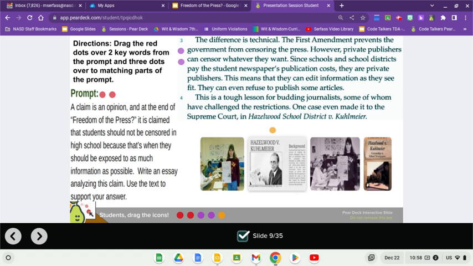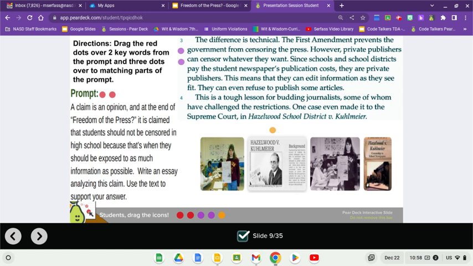The difference is technical. The First Amendment prevents the government from censoring the press. However, private publishers can censor whatever they want. Since schools and school districts pay the students' newspapers' publication costs, they are private publishers. This means that they can edit information as they see fit. They can even refuse to publish some articles. This is a tough lesson for budding journalists, some of whom have challenged the restrictions. One case even made it to the Supreme Court in Hazelwood School District versus Kuhlmeier.